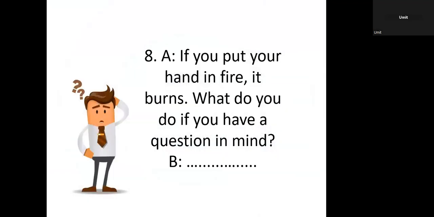Some of it evaporates and turns into gas. Number 8: if you put your hand in fire, it burns. What do you do if you have a question in mind? What do we do? We ask. We want the answer for that question. This is natural.